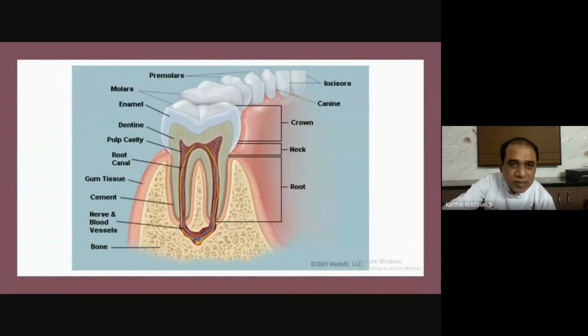As you see in this picture, there are different teeth. There are two incisors. This is one quadrant of one arch, and two incisors, one canine, two premolars and three molars are there. When it comes to the individual structures within the tooth, you see the enamel, dentine, pulp, the root, the gum tissues, then the cementum, and the contents of the pulp, that is blood vessels and nerves. This white part around the tooth, the supporting structure, is called bone.